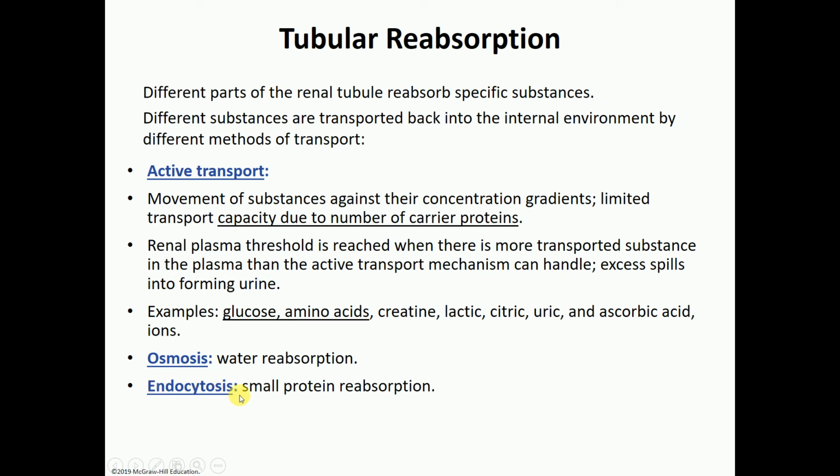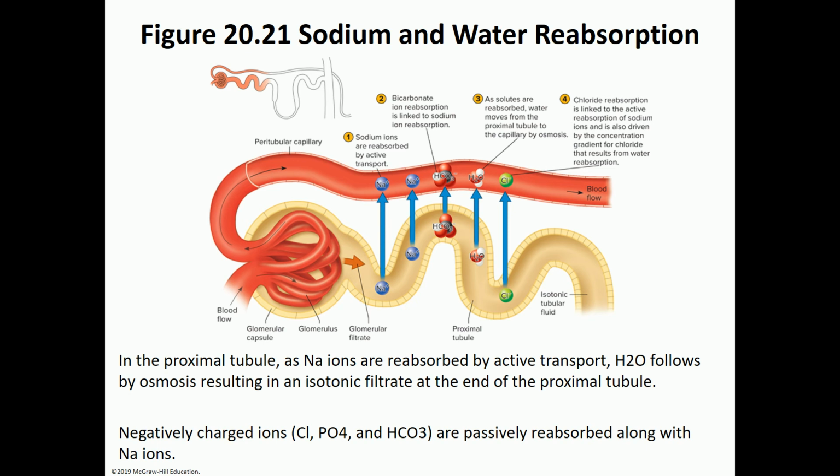Now, here you can see the process of sodium and water reabsorption in the proximal tubule. You see here all of the filtrate, and in the proximal tubule you see sodium being reabsorbed through that active transport. So the active transporters that are reabsorbing glucose, for example, are piggybacking on the sodium ions. So sodium is being reabsorbed, and with it, it will pull some water with it. So water is always going to follow sodium through osmosis.